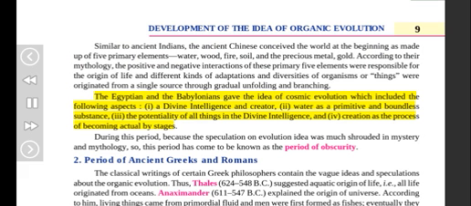The Egyptians and the Babylonians gave the idea of cosmic evolution, which included the following aspects: 1. A divine intelligence and creator, 2. Water as a primitive and boundless substance, 3. The potentiality of all things in the divine intelligence, and 4. Creation as the process of becoming actual by stages. During this period, because speculation on the evolution idea was much shrouded in mystery and mythology, this period has come to be known as the period of obscurity.